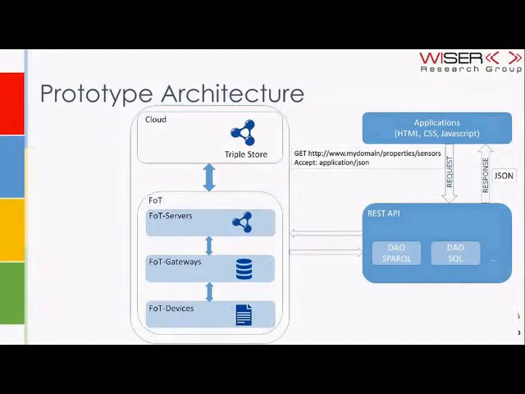As a proof of concept, we developed the WoT visualization prototype. Here we have our architecture scheme. We use a REST API as a common interface between visualization applications and the data source. In this way, communication occurs in a similar manner regardless of the implementations and technologies used. Currently, our prototype implements the data access object for a triple store.